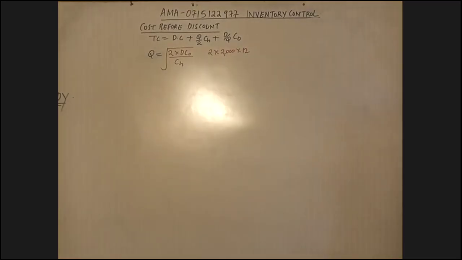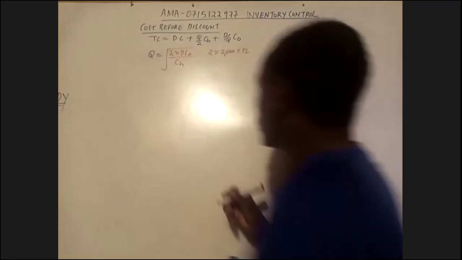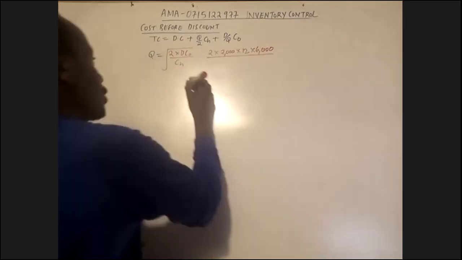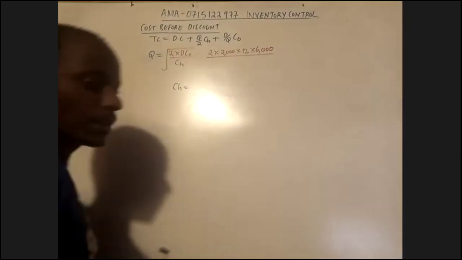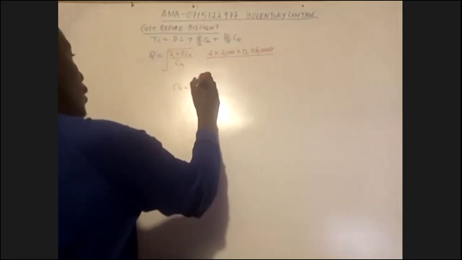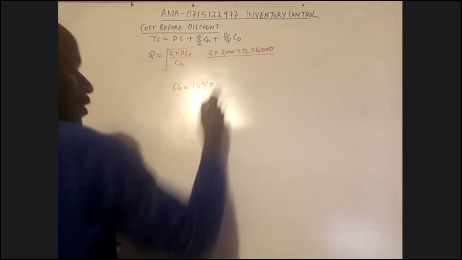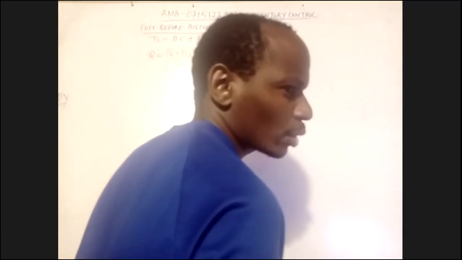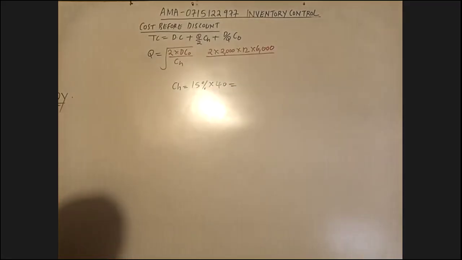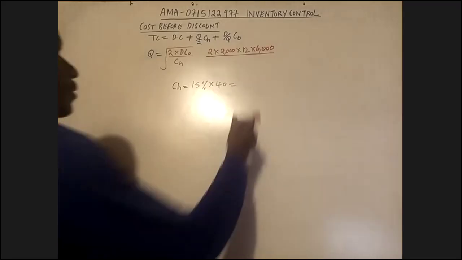And then our ordering cost, which is the fixed cost per order, in the question is 6,000. 6,000 divided by our CH. Our CH is the cost of capital, which you multiply with the purchase price. Our cost of capital is 15%. The purchase price, looking at the question, is 40 shillings. So 0.15 times 40 is 6. So you put 6 there.